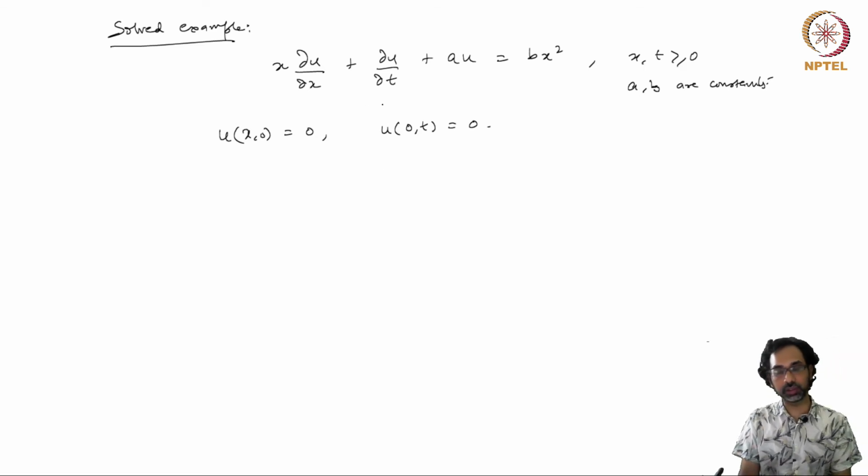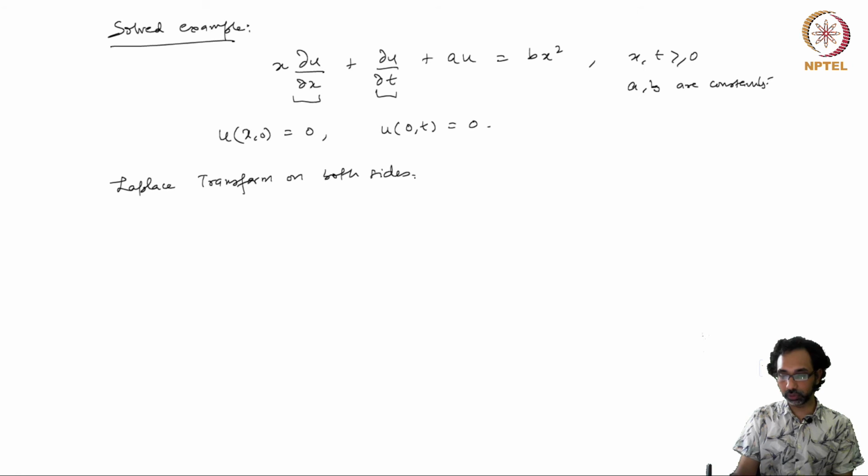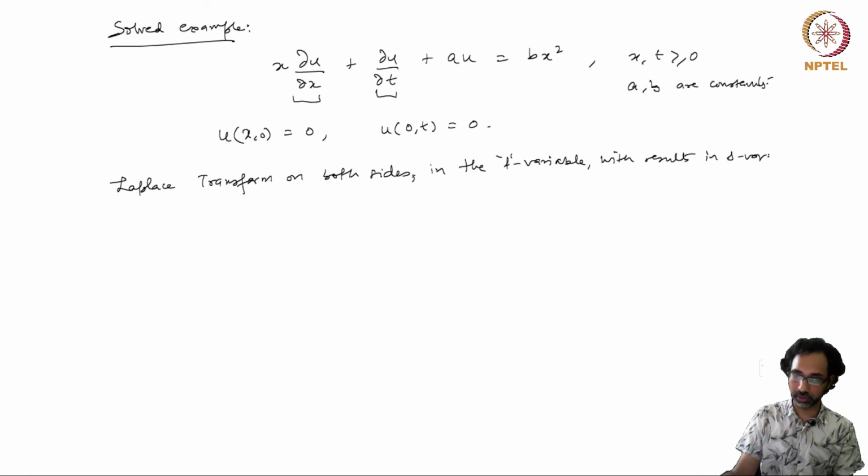To solve this, we will take the Laplace transform on both sides. But here note that we have a partial derivative with respect to x as well as with respect to t. So we have to choose which variable to take for the Laplace transform. I will take it in the t variable, which results in the s variable.